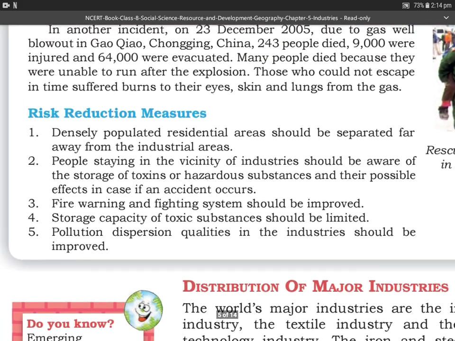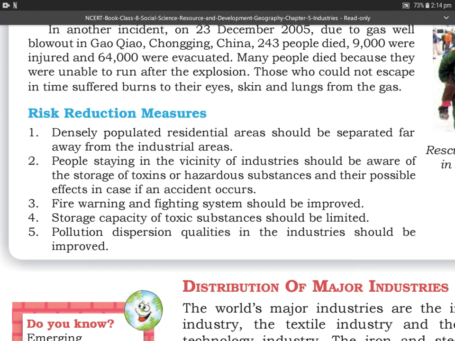Now see, risks are there, but it doesn't mean that people will not establish industries or do production. But there are some risk reduction measures that any entrepreneur or industrialist establishing this type of industry has to keep in mind. First point: densely populated residential areas should be separated far away from the industrial areas. That's why governments locate this type of industry in the outskirts of towns or cities.